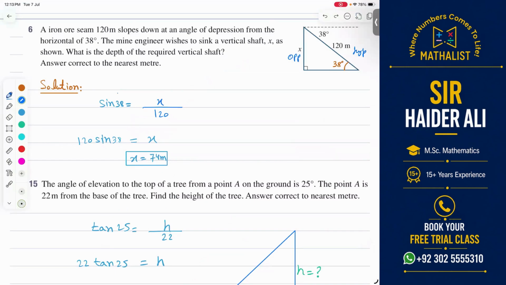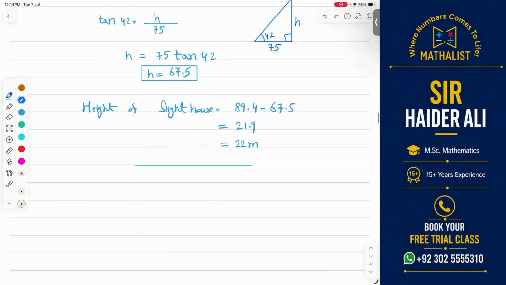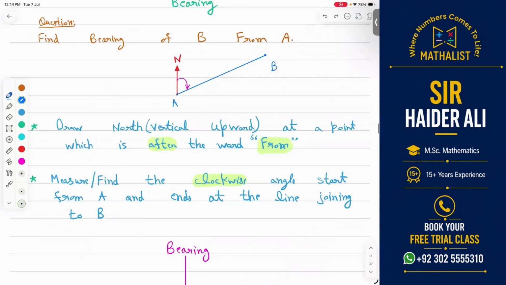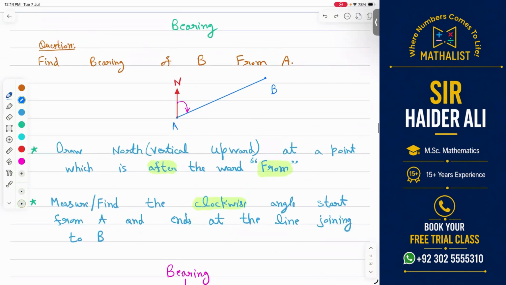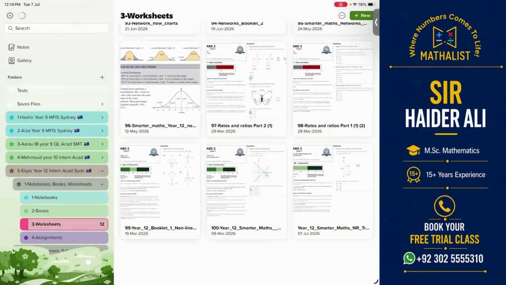Further, now, sine 38 will be x over 120. On the other hand, there are statement type questions. After reading the statement, you must know the diagram and then you have to solve. After statement questions, there are bearing questions. Okay, I am going to start the worksheet.